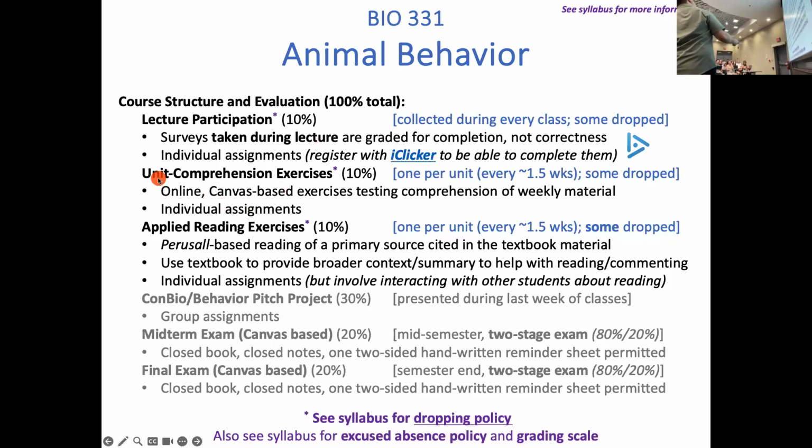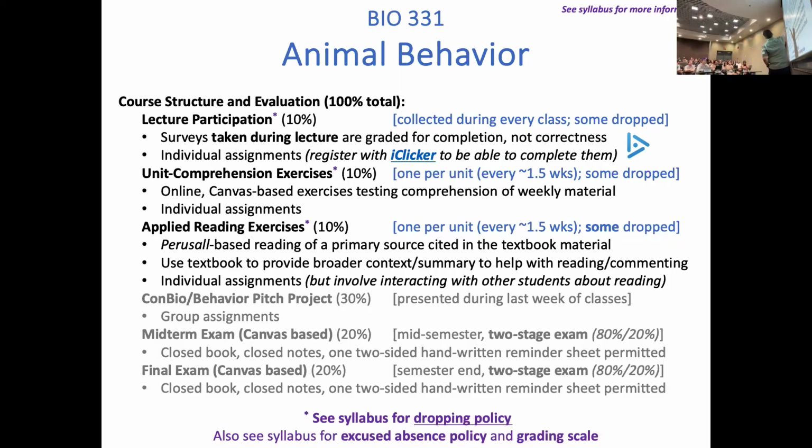I've got these UCEs, these unit comprehension exercises. These are auto-graded Canvas exercises. These are not meant to be a major burden. So there is a drop policy on those as well. Every unit, and we have roughly 10 units or something like that, you've got an opportunity to practice. If you don't decide to do one of these exercises, after the due date goes by, it becomes a practice exercise where you'll have access to practice for midterms and so on.